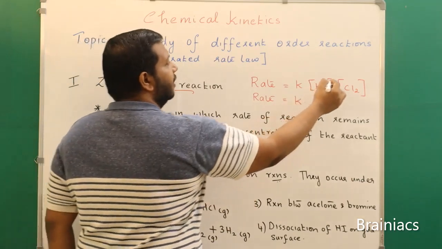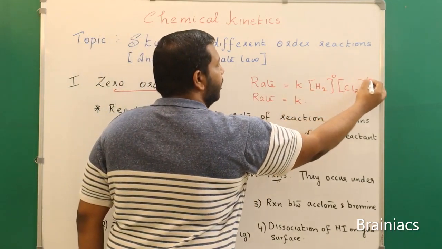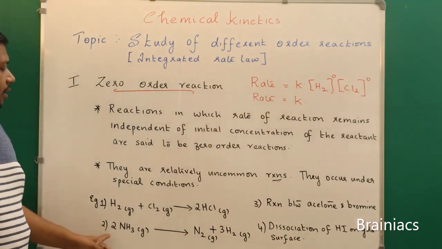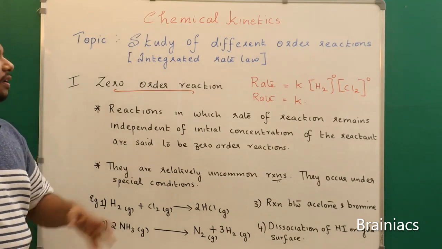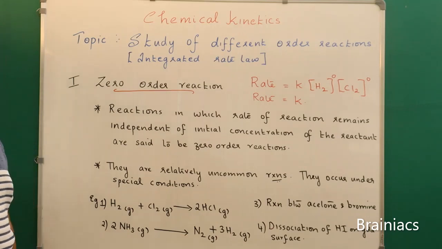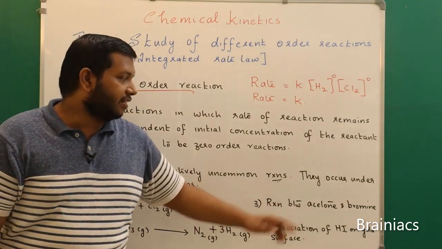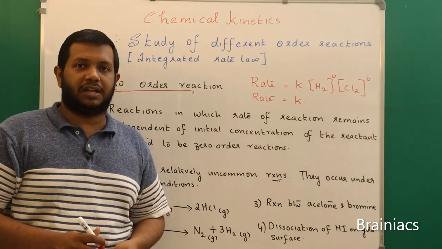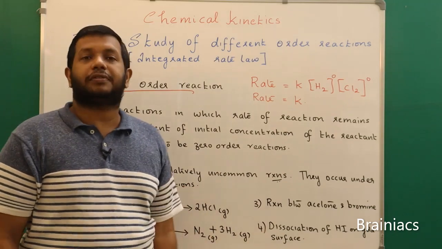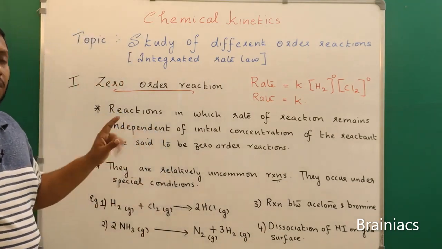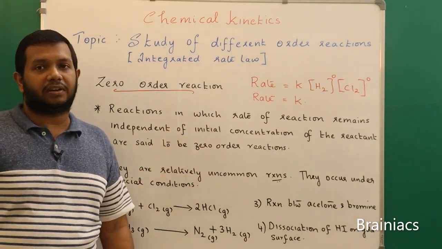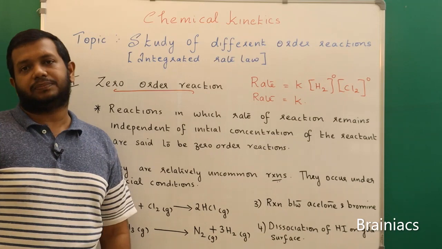But if I write like this, since it is zero order, I will keep 0 here as the power. Again, this will become rate is equal to rate constant. Clear? Similarly for any of these reactions, if you write the rate law, finally it will become rate is equal to rate constant. Understood? The next examples are the reaction between acetone, CH3COCH3, and bromine, and dissociation of HI on gold surface. All these are examples of zero order reaction. Next we will see how to derive the integrated rate law equation for a zero order reaction.